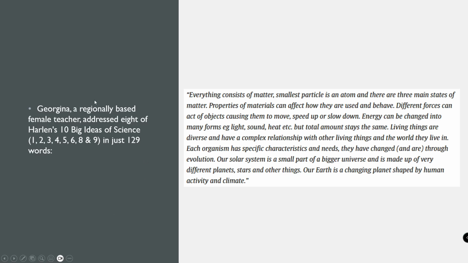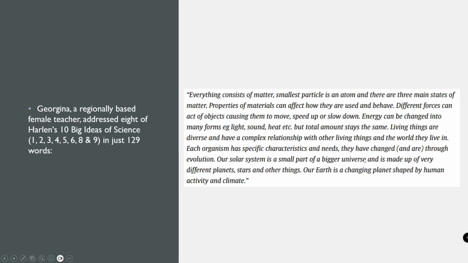But I mean, this one: everything consists of matter, the smallest particle is an atom, and there are three main states of matter. Properties of materials can affect how they are used and behave. Different forces can act on objects, causing them to move, speed up or slow down. Energy can be changed in many forms, including light, sound, heat, but the total amount stays the same. Conservation of energy. Living things are diverse and have complex relationships with other living things and the world they live in. Each organism has specific characteristics and needs, and they have changed and are changing through evolution.